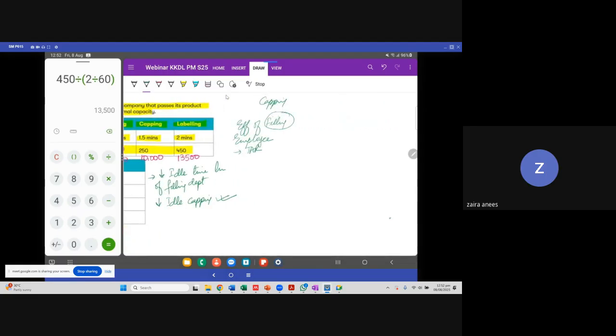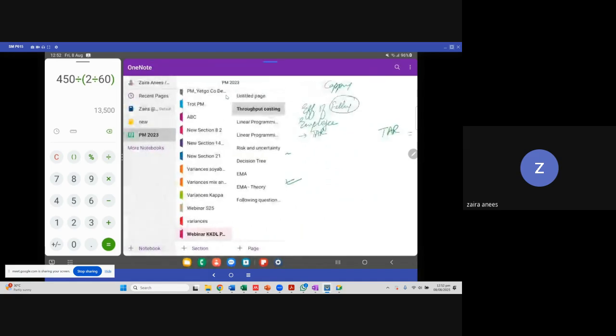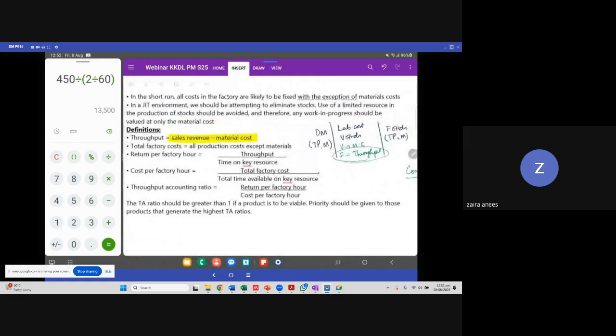Similarly, there are sometimes where examiner asks in theory how you will improve throughput accounting ratio. So how you can improve, let me try to go back to this one. I think we can do it here. If examiner says that you have to increase throughput accounting ratio, throughput accounting ratio can be increased by either increasing the return per factory hour or reducing the cost per factory hour.